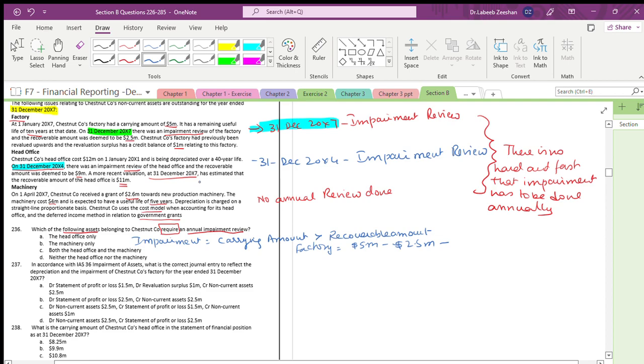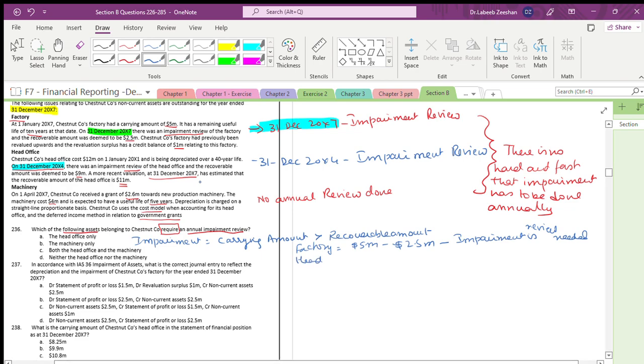2.5 million. Here the impairment review is needed. Impairment review is needed. Now put the numbers, then only you can understand.